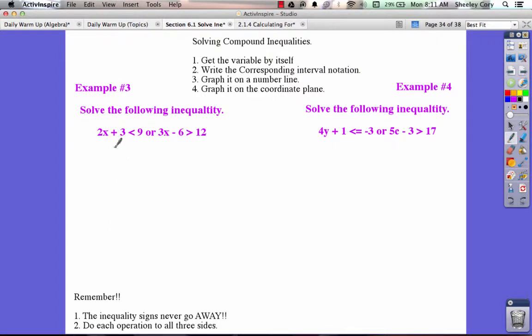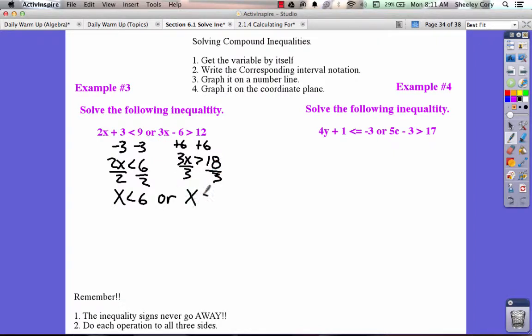So we'll solve this one here. We're going to subtract 3 from both sides. It's 2x less than 6. Divide by 2. So x is less than 3. Or, add 6 to both sides. So 3x greater than 18. Divide by 3. So x has to be greater than 6.